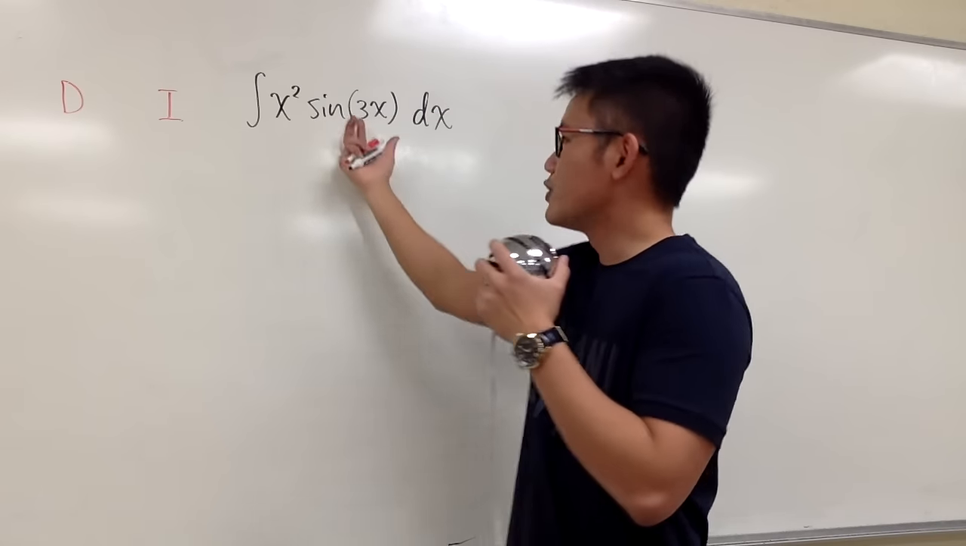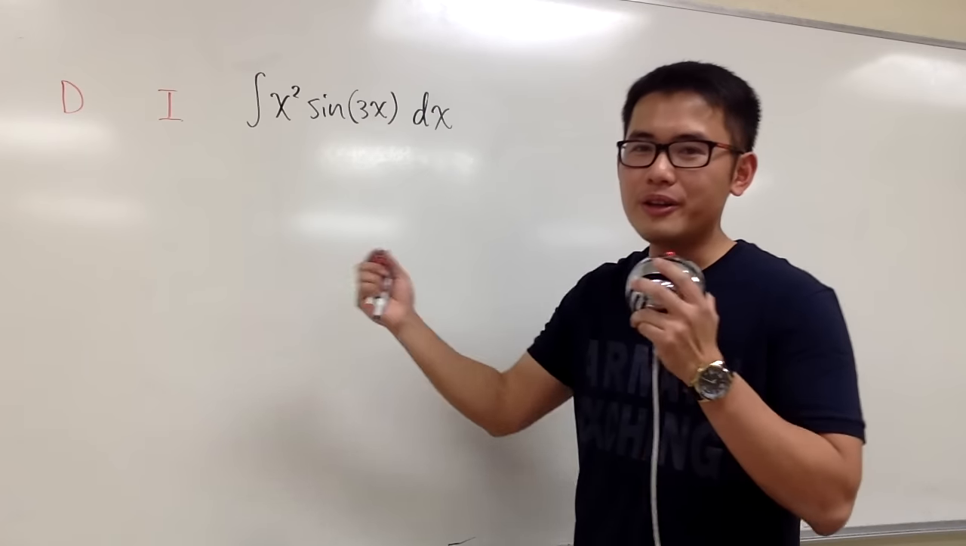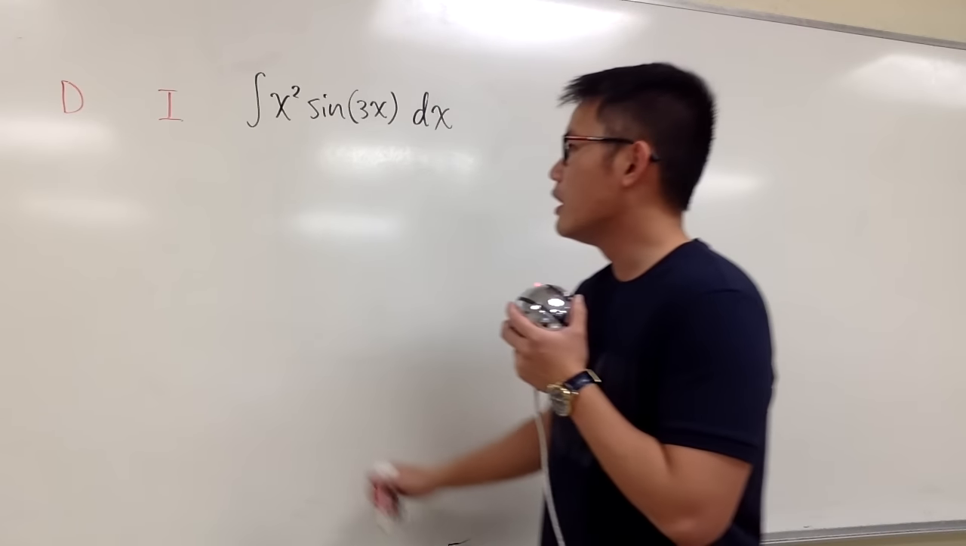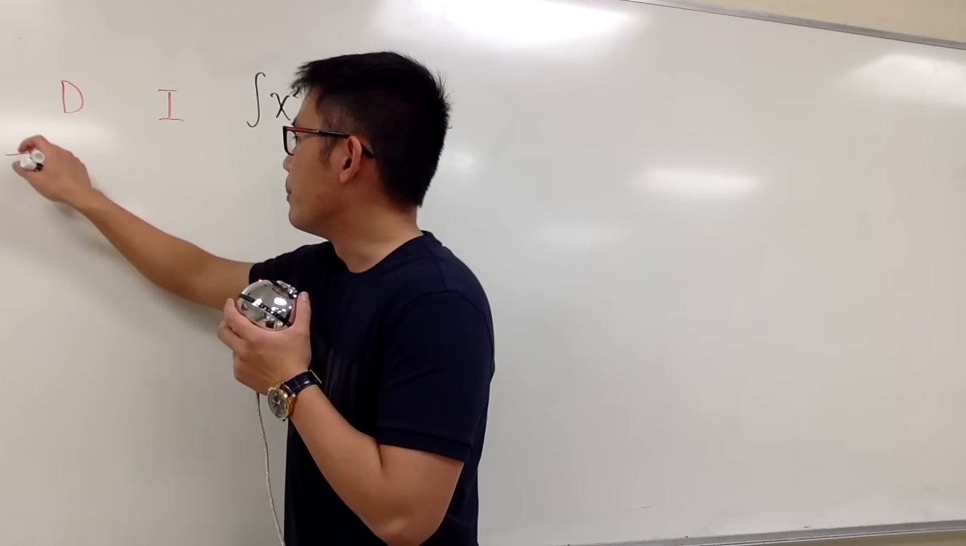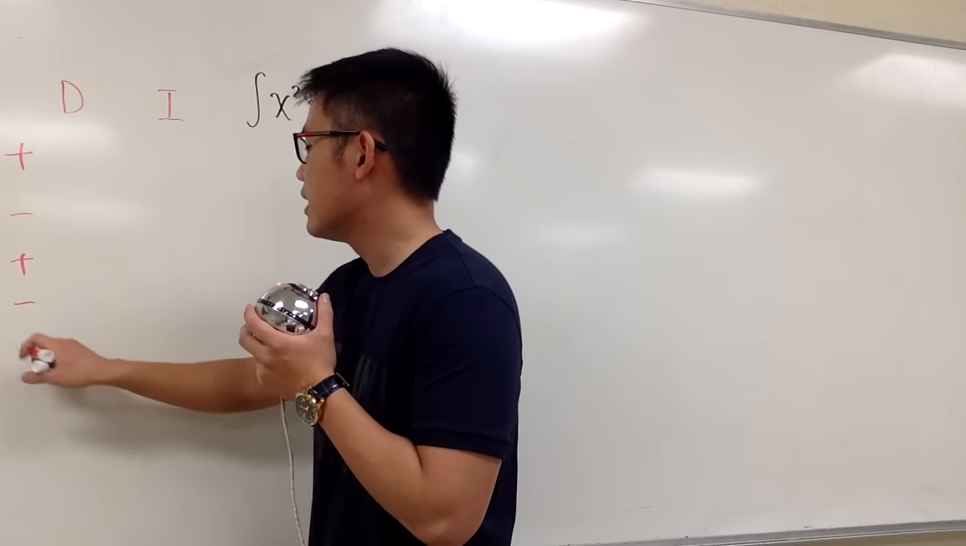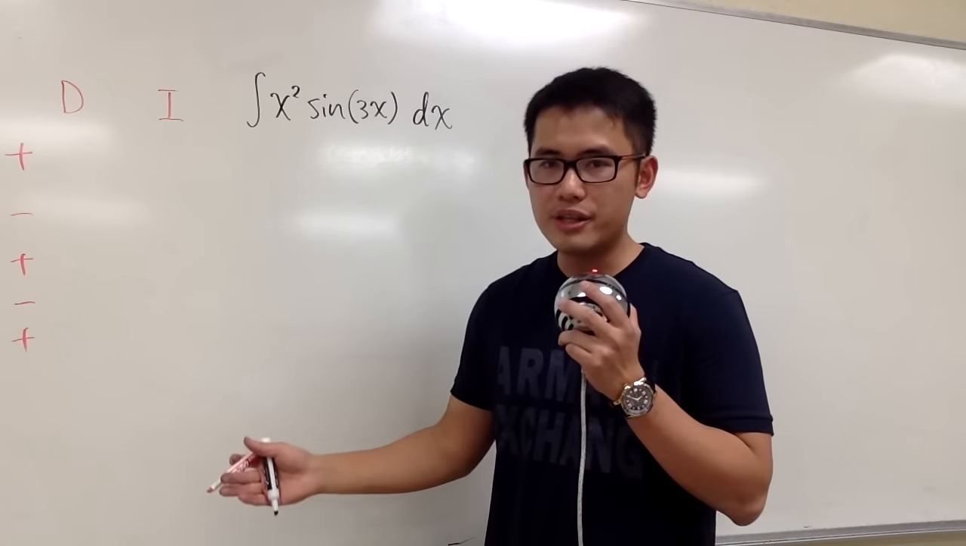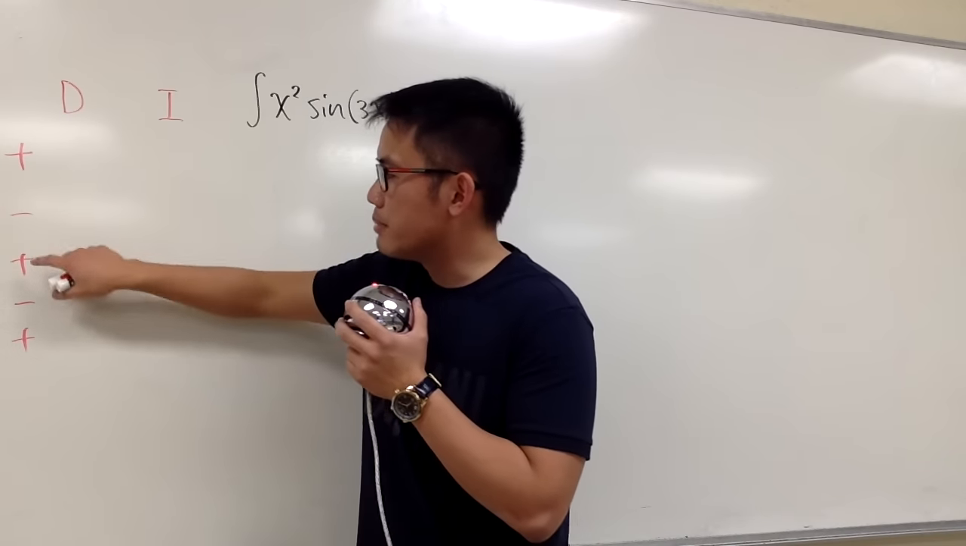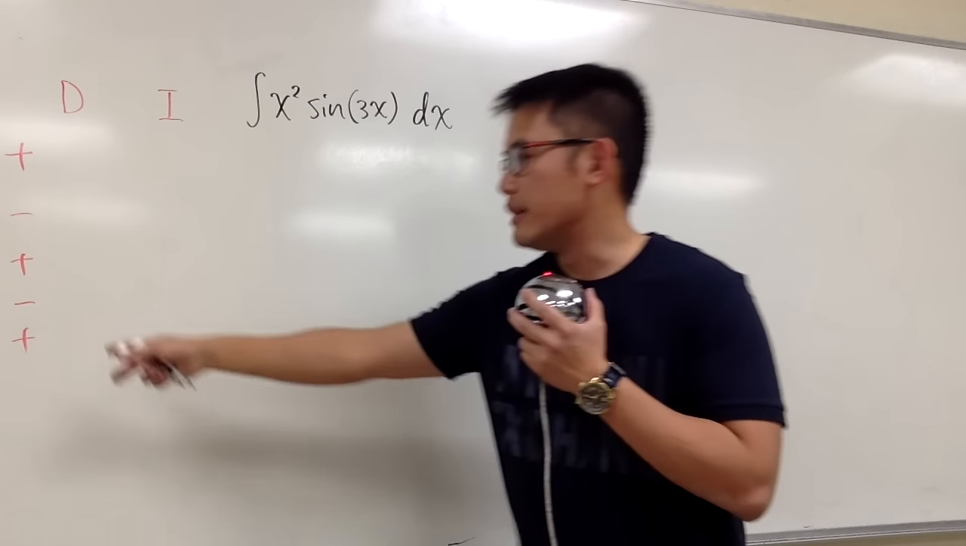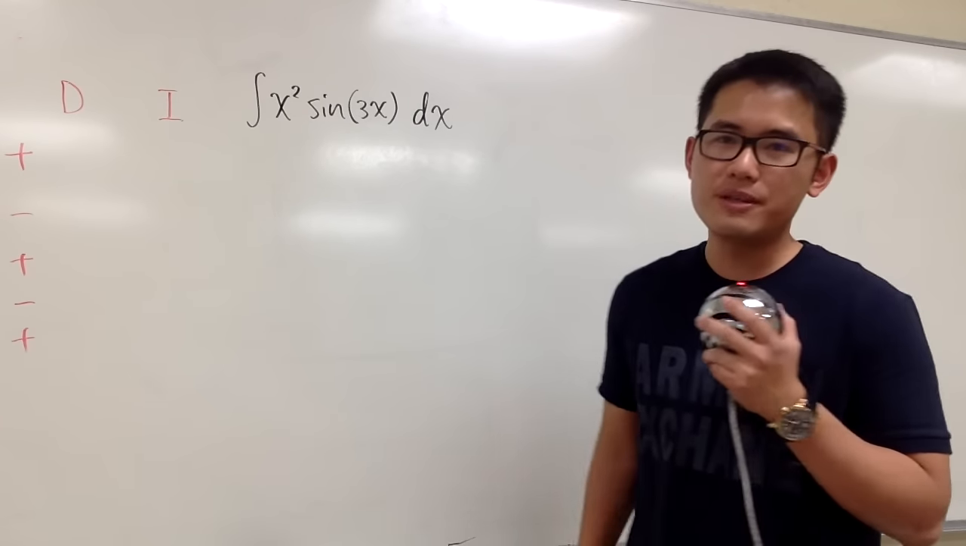Figure out which part we shall integrate, because it's usually harder to integrate, right? And then also on the side, we should put a plus, minus, plus, minus, and maybe a couple more. Let me just put on a few of them to get ready. Make sure you have the plus, minus alternating like that on the side.